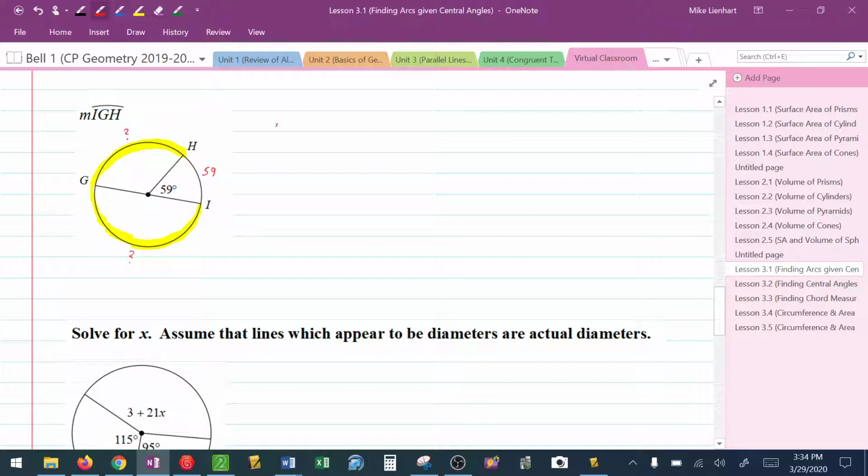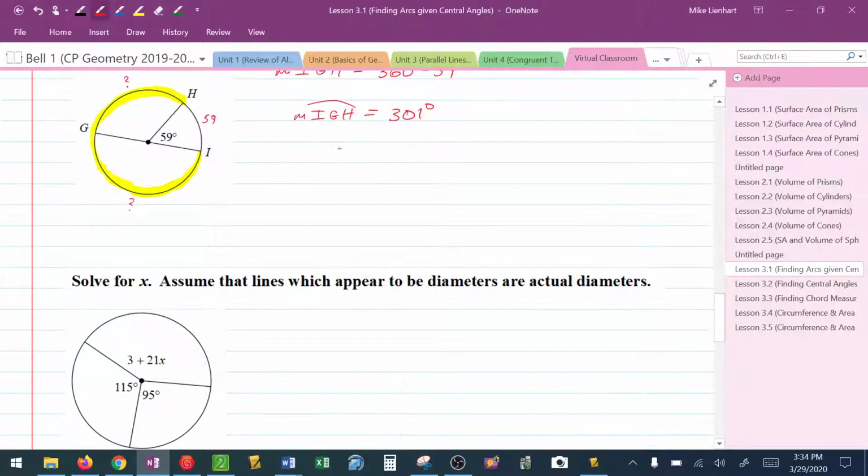So what I'm able to deduce here is that the measure of arc IGH is all the way around the circle, but I got to take off a part that's not included. So I'm going to subtract 59. And that tells me the measure of arc IGH is 301 degrees. All right? So I've got to be able to think about everything involving a circle.